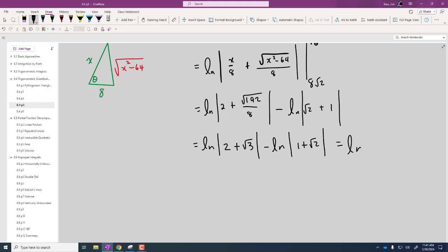Then we can write it as one natural log. Natural log of the numerator would be 2 plus root 3. We don't need an absolute value, everything's positive. So that would be our final answer. One minute to spare.